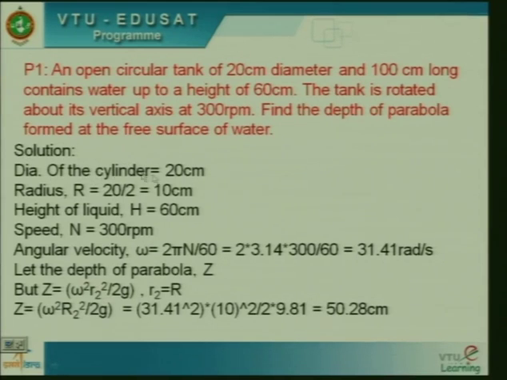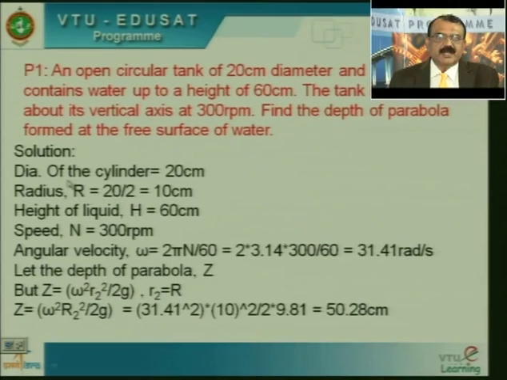Solution: dia of the cylinder 20 centimeter. Now what is the radius of the cylinder? Dia divided by 2, that is radius is equal to 10 centimeter. Height of liquid capital H is equal to 60 centimeter. If you refer to the earlier figure, it is small h plus x. So that is the initial level. In this case I replace that small h plus x by capital H, therefore that becomes 60 centimeter.